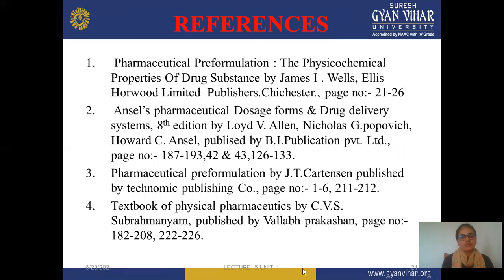After the learning outcome, these are the references for this topic. First is Pharmaceutical Preformulation, the physicochemical property of a drug substance, by James Alice, Harvard Limited publisher. Ansel's Pharmaceutical Dosage Forms and Drug Delivery Systems, 8th edition, by Loyd B. Allen and Nicholas, published by BI Publications Private Limited. Pharmaceutical Preformulation by J.T. Carstensen, published by Technomic Publishing. Next is Textbook of Physical Pharmaceutics by C.V.S. Subrahmanyam, published by Vallabh Prakashan, pages 182 to 226.